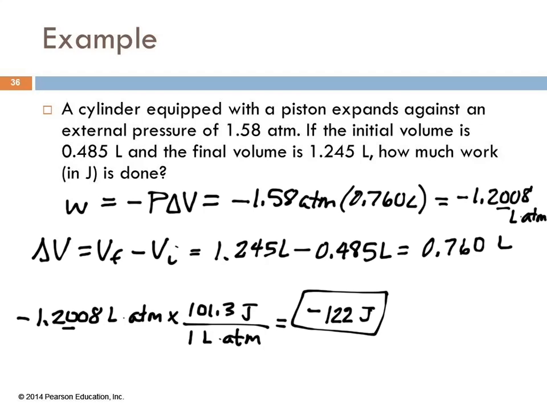Sometimes Mastering Chemistry uses words instead of signs. So how much work is done by the gas? 122 joules.